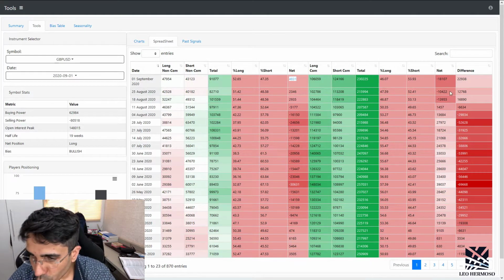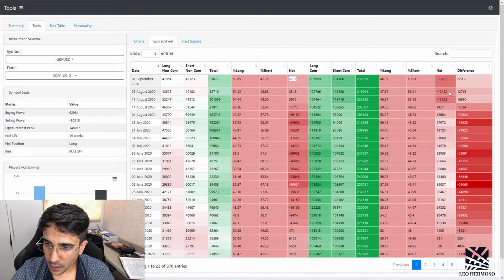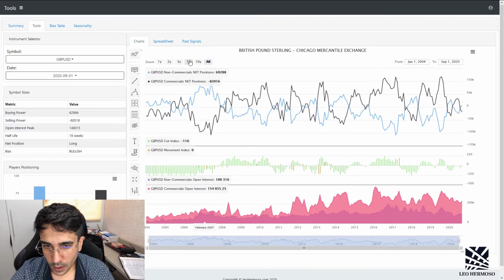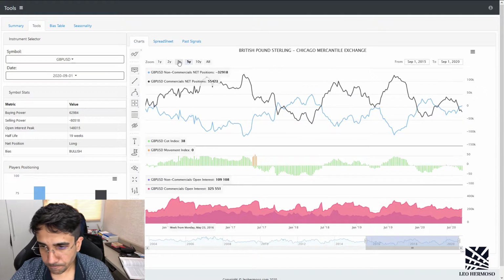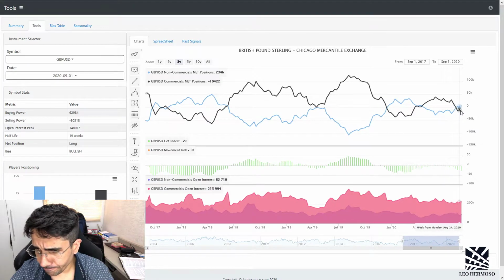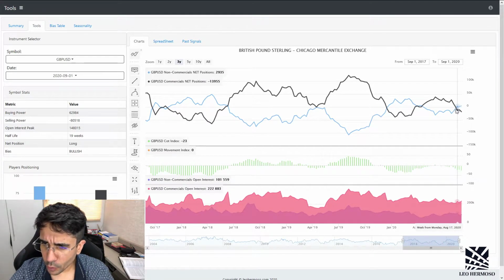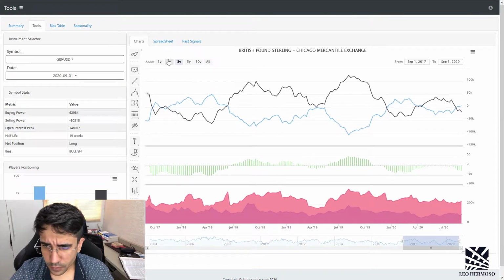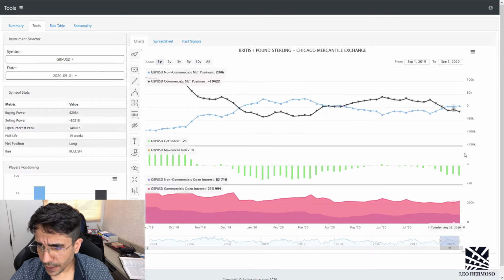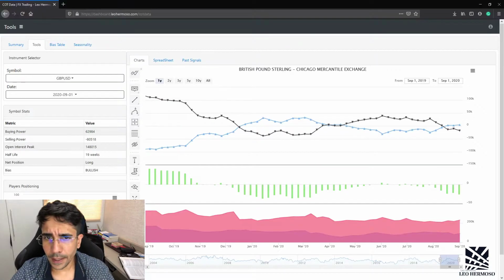And the same thing is true with the commercials group. See how they add to the short right here, and you know that they trade against the trend. Okay, and also they increase their participation in the markets. And if we look just at the charts right here, we can see that they are becoming more bullish at these levels. And yes, we can expect this to improve.